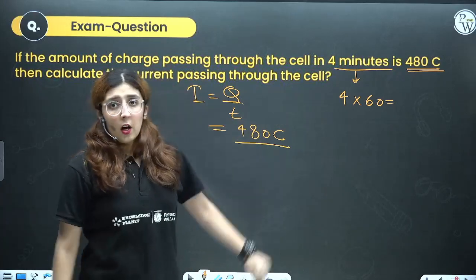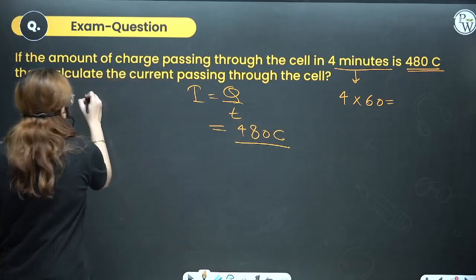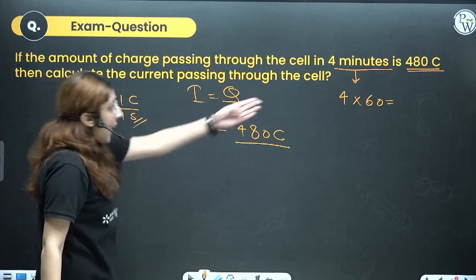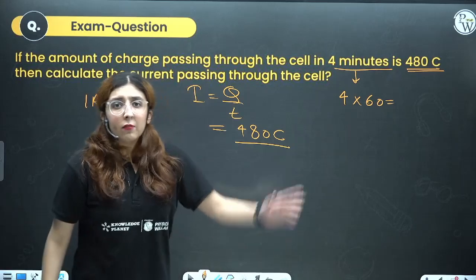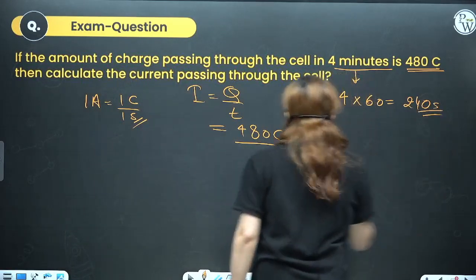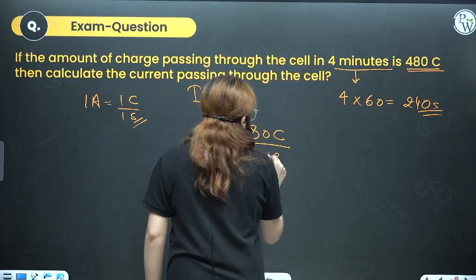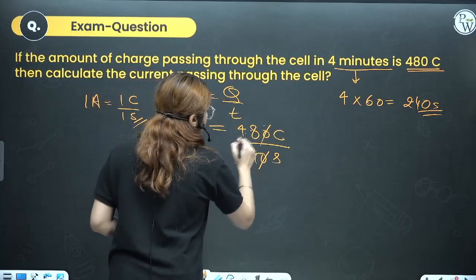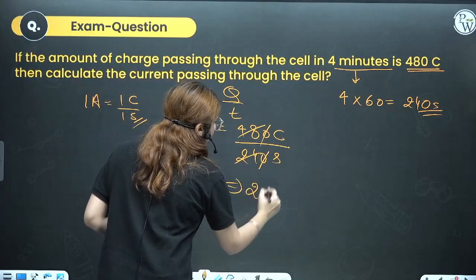All of you, 1 ampere is 1 coulomb by 1 second, no? So it must be seconds. 1 minute is 60 seconds, so 4 minutes will be 240 seconds. Now you can solve. So simple. 2 ampere.